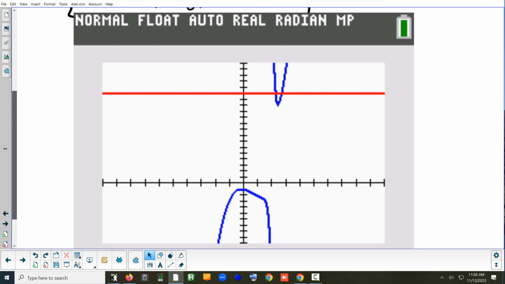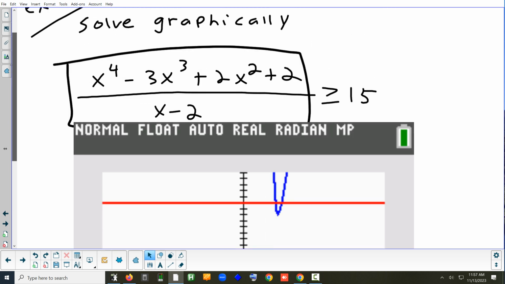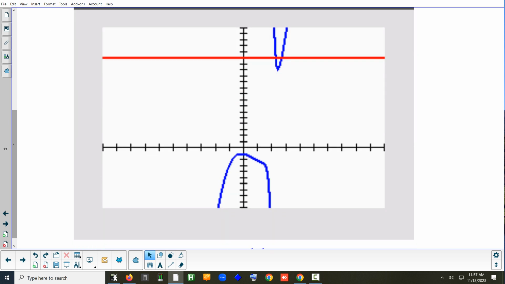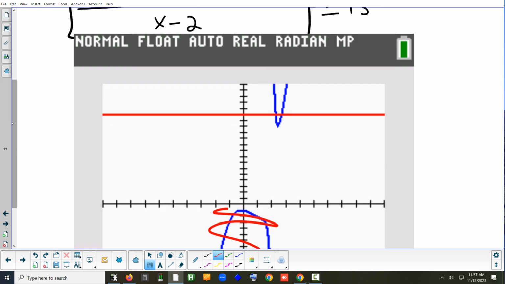Okay, so we want to know where we're above the red line. Where are we greater than or equal to 15? Well, is the bottom part ever above the red line? No. So we don't have to worry about anything with that. Is the top piece ever above the red line? Yeah. How many pieces are above the red line? Two, I would say: piece 1 and piece 2. Okay, so we're going to have 2 intervals.